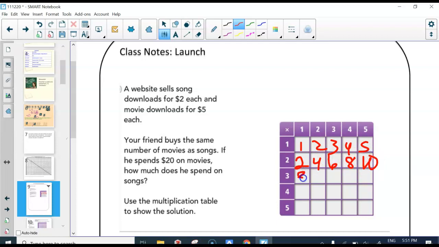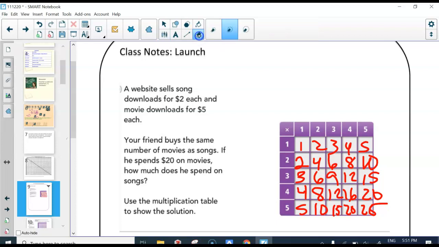Okay, and if you're not sure how I'm coming up with these numbers, 3 times 2 is 6, 3 times 3 is 9, 4 times 3 is 12, 5 times 3 is 15, 4 times 1 is 4, 4 times 2 is 8, 4 times 3 is 12, 4 times 4 is 16, 4 times 5 is 20, 5 times 1 is 5, 10, 15, 20, 25. Okay, so now that's a 5. It kind of looks like a 6. I'm sorry. I'm going to put that 5.